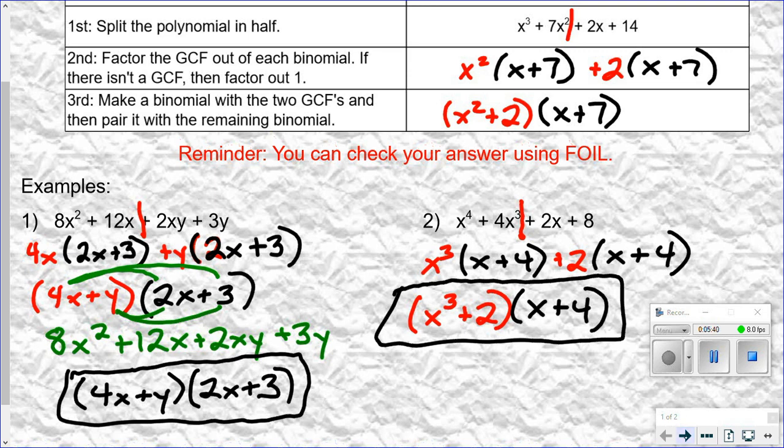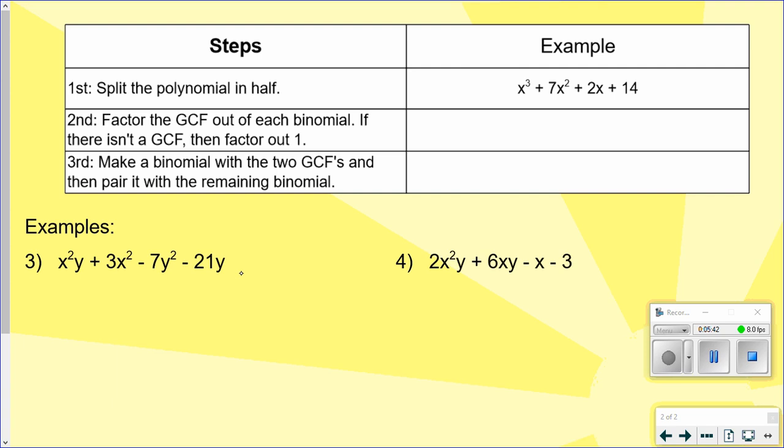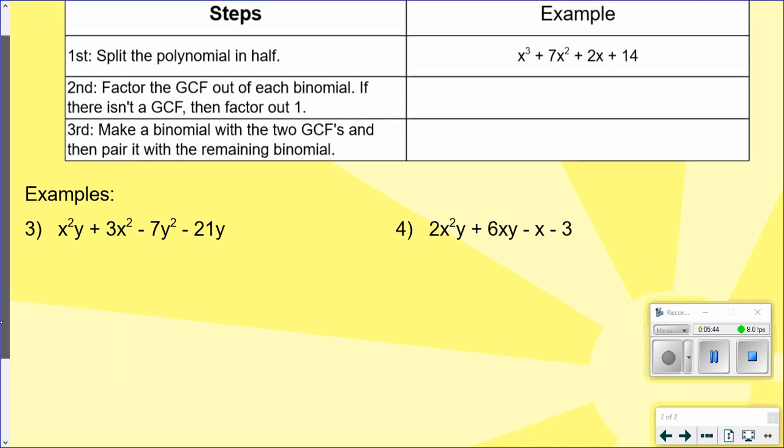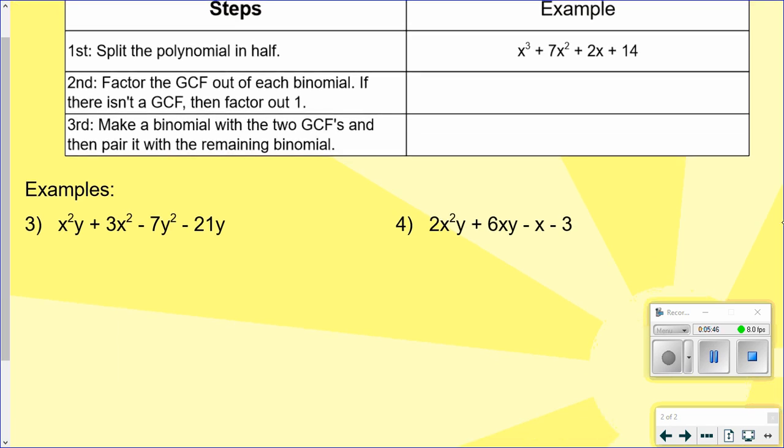All right, I got 2 more examples for you. So here's example 3. We're going to split it. This time we have a minus sign here. Make sure that goes with the 7y squared. So on the left side, I can factor out an x squared. I have x squared times y plus 3.